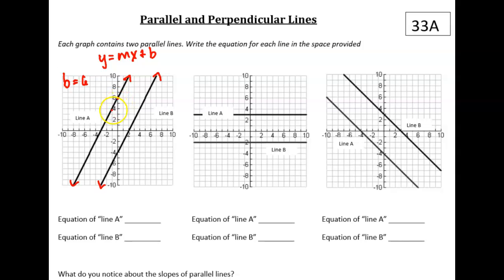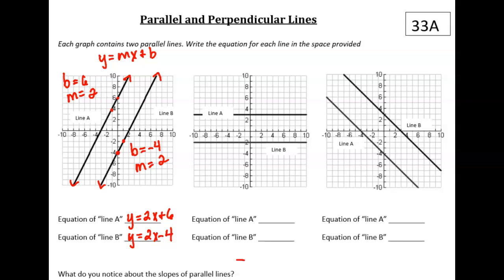And our slope here, if I look at these 2 points, I rise 2 and I run 1. So 2 over 1 would be 2. So the equation of line A would be y is equal to 2x plus 6. Okay, and now if I look at line B, I'm going to cross the y-axis at -4. So our b value is -4. And our slope here, if I rise 2 and I run 1, again our slope is 2. So the equation of that second line is y is equal to 2x minus 4.